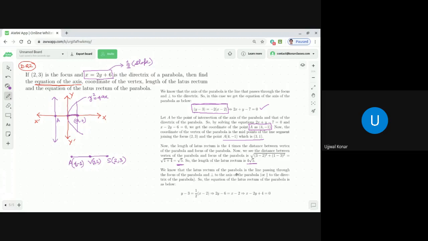Correct or not? So the equation of the latus rectum is nothing but a line parallel to the directrix but passing through the focus. Focus we already know is (2, 3), and we know the slope of the directrix is 1 by 2. So the slope of that latus rectum should also be 1 by 2. So we get y minus 3 is equal to 1 by 2 into x minus 2, and after simplification, we get x minus 2y plus 4 equal to 0.